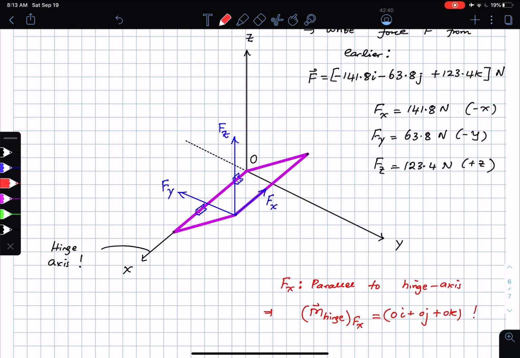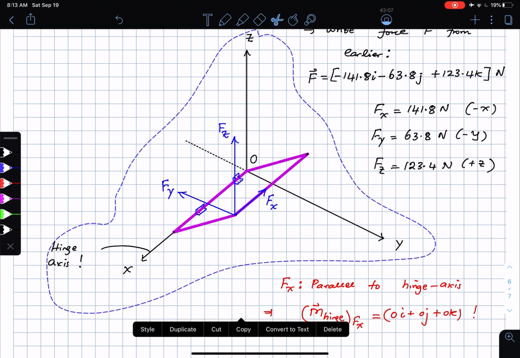I don't want to do that, of course, here. I don't want to make my picture look worse than it is. Okay, and then what I do is look at Fz. Let's take Fz. I need to find the moment of this force about the hinge axis, which is the x-axis. So maybe let me do this very carefully. Let me take this picture and then redraw it each time I need it. So I'm going to copy this.